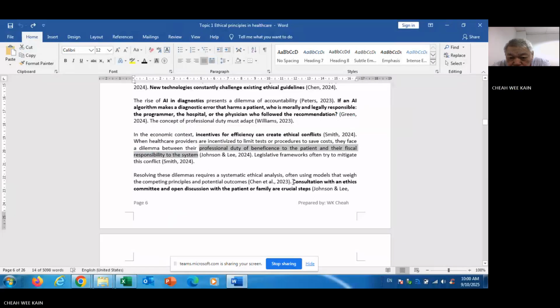So, when the doctor or medical practitioner faces a dilemma, the best way is to look at the code of ethics. Look at the code of ethics. Play it in your mind again. Still not sure? Talk to your boss. Consulting with an ethics committee and open discussion with the patient or family are crucial steps.